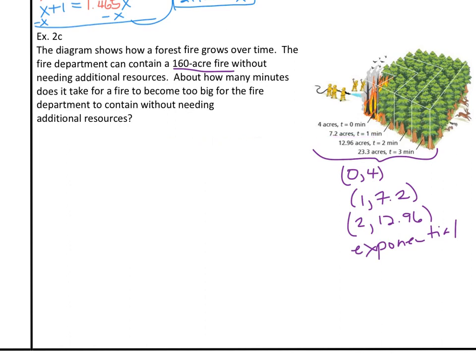Okay, what we need to do is figure out our exponential model for this equation. So thinking about exponential models, we know that the template is y equals a times b to the x power. A would be the original amount that's burned, b would be the growth factor, and then x would be the time. So if we think about that first number right there, 4, that means when they get to the fire, there's already been 4 acres that have burned down. So A will equal 4.